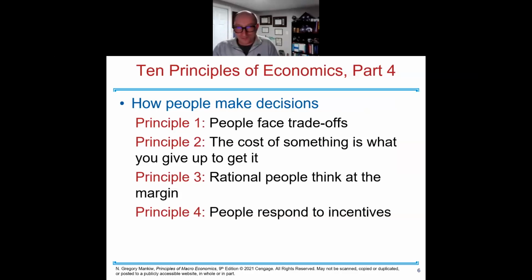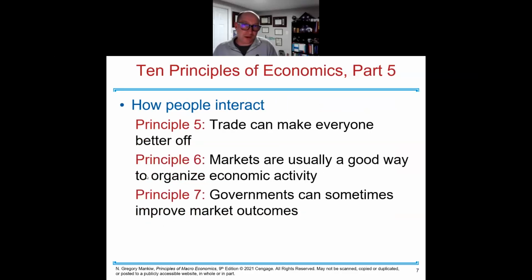That's really normal. And principle 4 is that people respond to incentives. If you pay me, I'll do the work. That's an incentive. The pay is an incentive. So those are the 4 principles of how people make decisions. There's another 3 principles about how people interact.